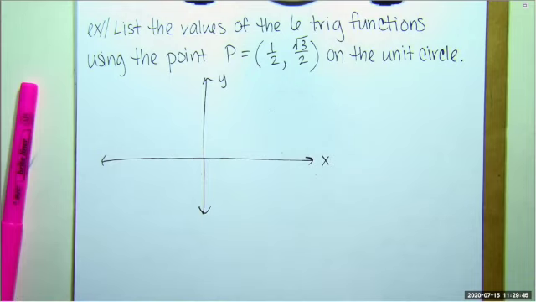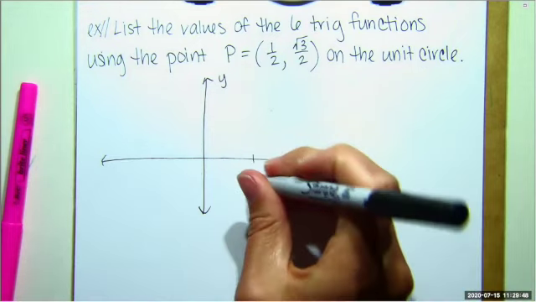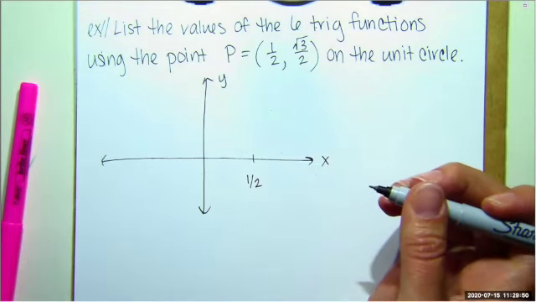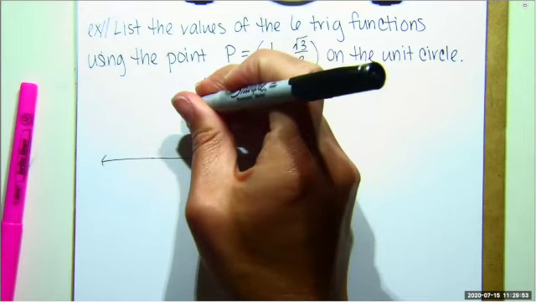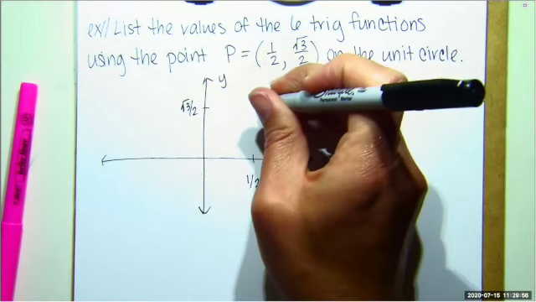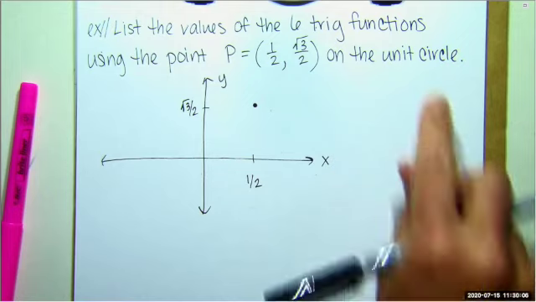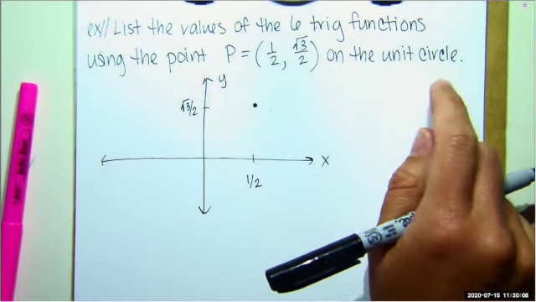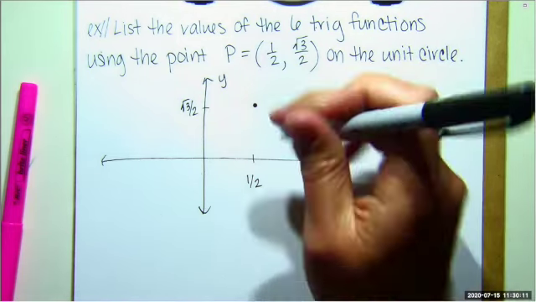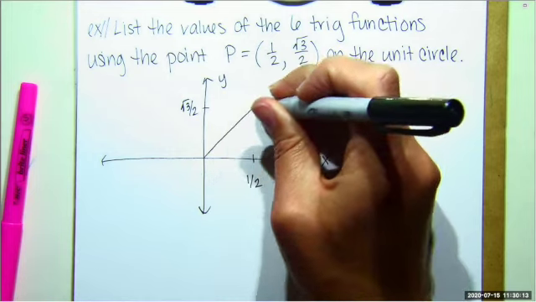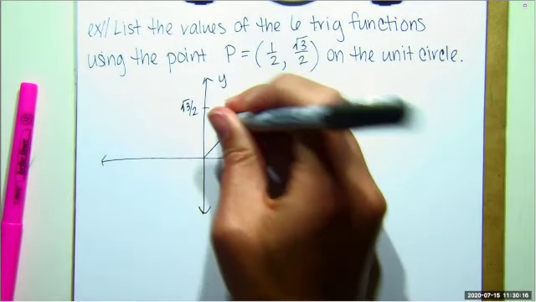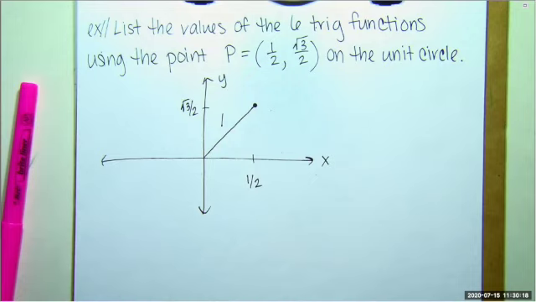Okay, so the first thing we want to do is draw a picture. They give us a point that is 1/2, square root 3/2. Now they tell us it's on the unit circle, which don't be confused with that page you have to memorize. A unit circle is a circle of radius 1 that's centered on the origin. So what we know about this point, because it is on the unit circle, is that this distance is 1.